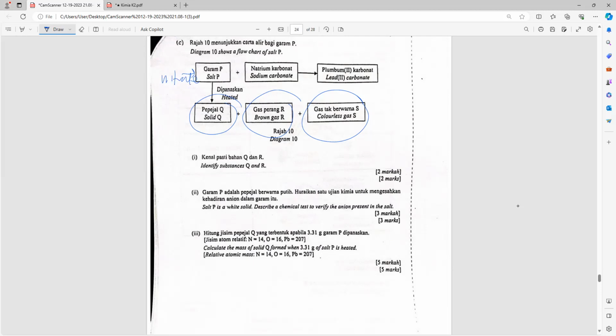Now then you look here. When teacher has salt P with sodium carbonate, teacher gets lead 2 carbonate. So what do you think my cation will be in salt P? Because suddenly out of nowhere, I got lead. Very good. So my salt P is lead 2 nitrate. Do you all understand how to get that answer? How to get lead 2 nitrate?